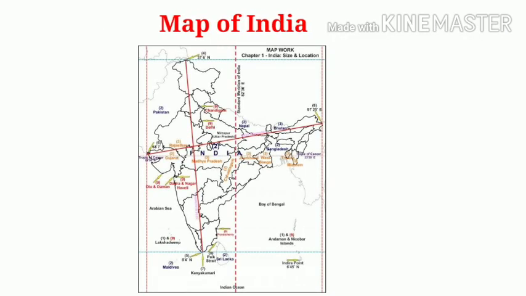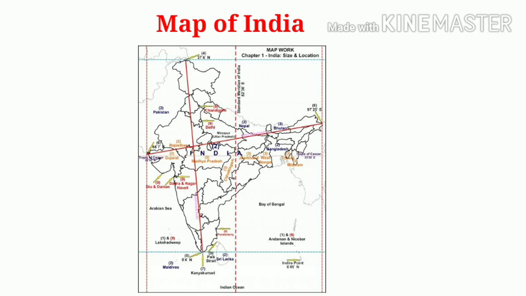Now let's take a look at the map of India. Here you can see that India is also divided into two parts by the line of latitude, that is the Tropic of Cancer, which is 23° 30 minutes. This line runs from the Rann of Kutch in the west to Mizoram in the east.